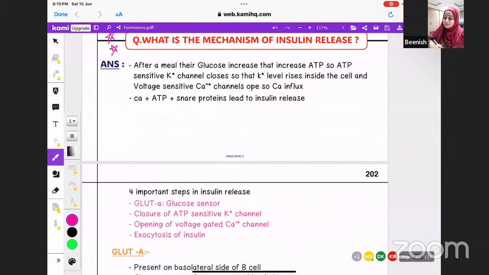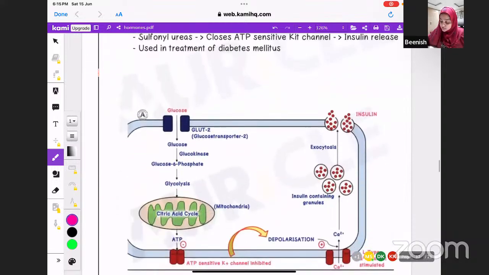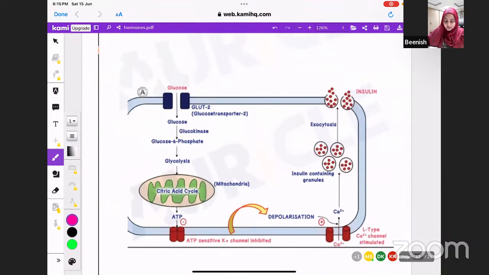So he says after a meal, the glucose level increases in the body, which increases the ATP. The ATP is going to close the potassium channels, and because of this, the potassium level rises inside the cell, and this leads to opening of voltage sensitive calcium channels. So there is calcium influx. Let's understand this with the help of this diagram given here.